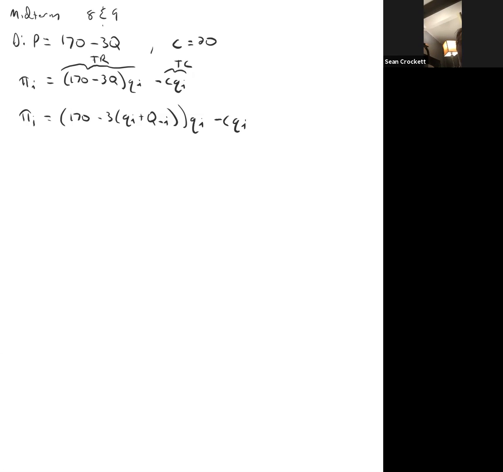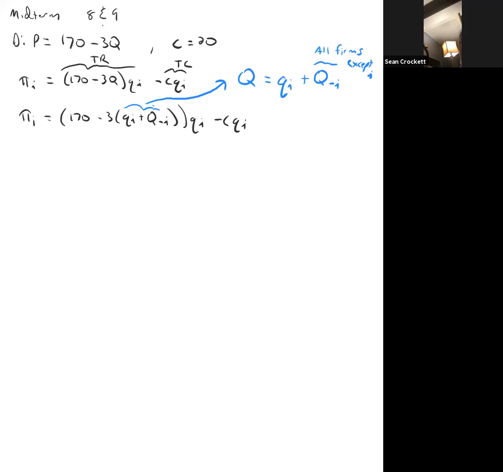And this step here is recognition of the fact that the total quantity in the market is equal to the quantity of any one firm plus the quantity of all the other firms, all firms except I. So I'm taking that profit function above and substituting for the total quantity in the market. Part of that is from firm I and the rest of it is from all the other firms. Does that make sense?